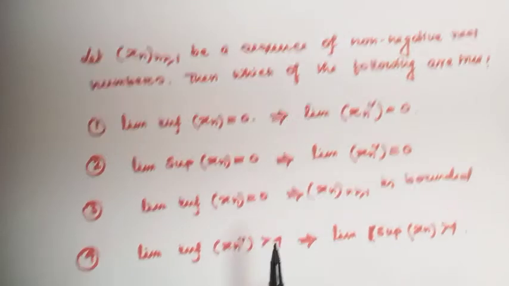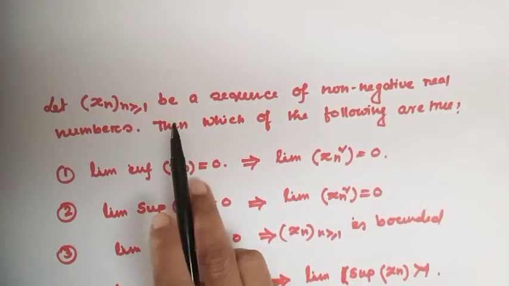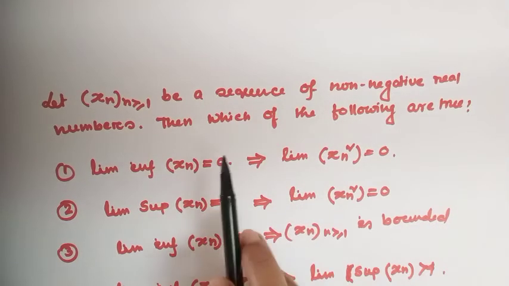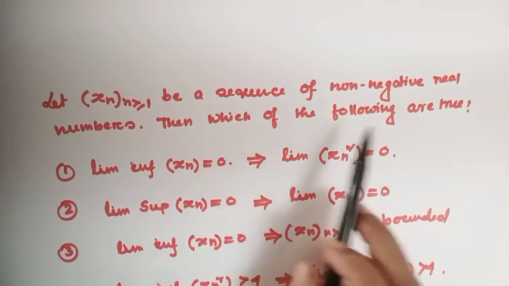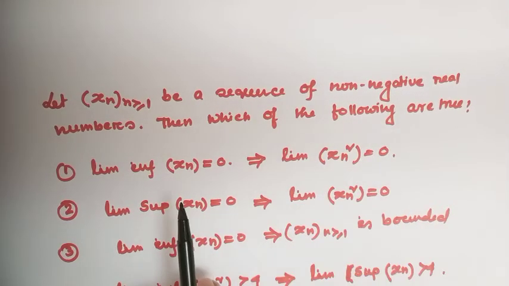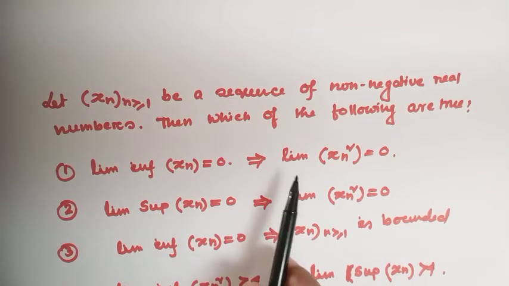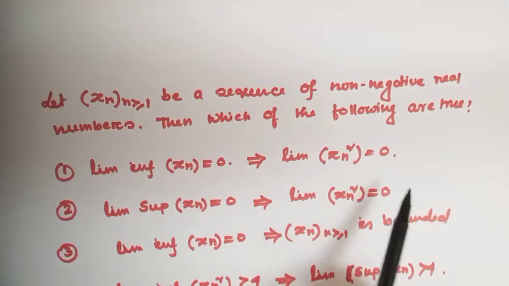Let's see the question. Let xn be a sequence of non-negative real numbers. Then, which of the following are true? Option 1. Limit infimum of xn equal to 0 implies limit xn square equal to 0.